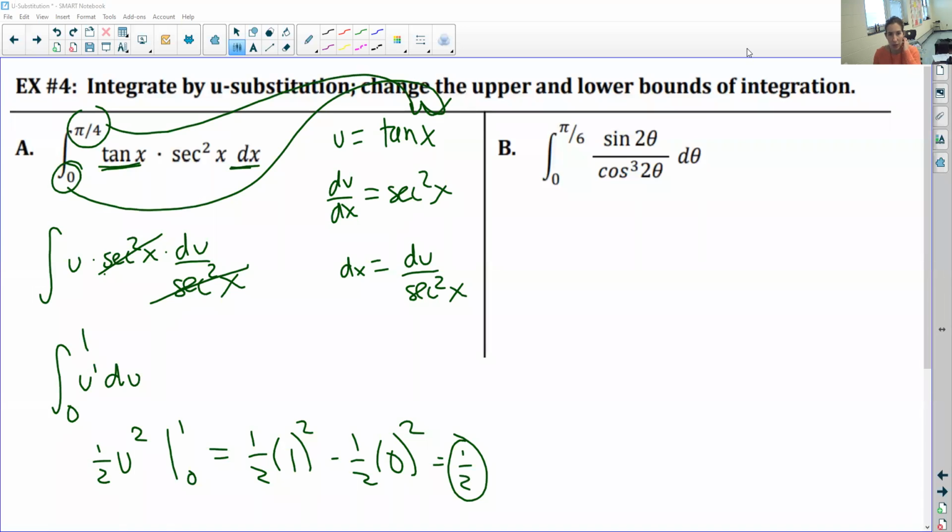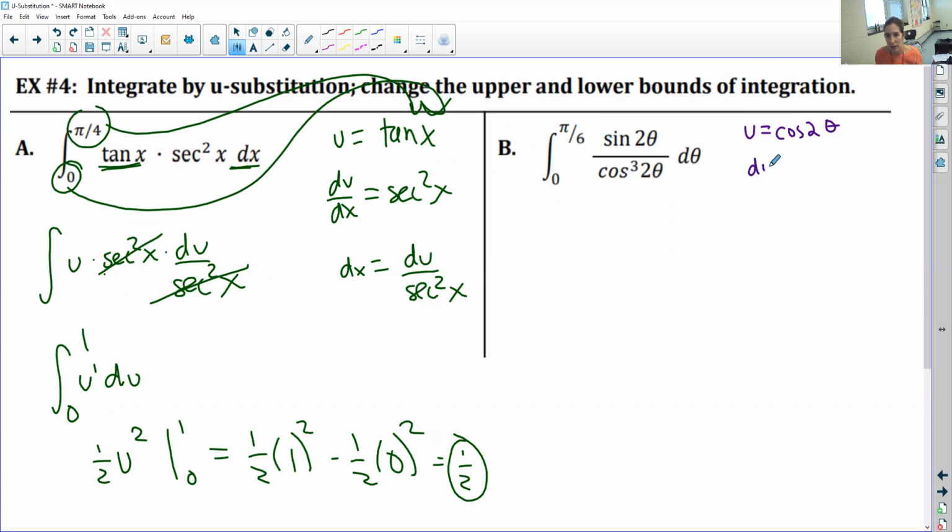Hi guys, I thought I would make a video for the last three examples from the presentation that we didn't get to. So if we look at this one, it's kind of hard to see what u should be, but u should be the inside function here. So you can kind of see, I hope that you can see that it's the cosine of 2 theta.